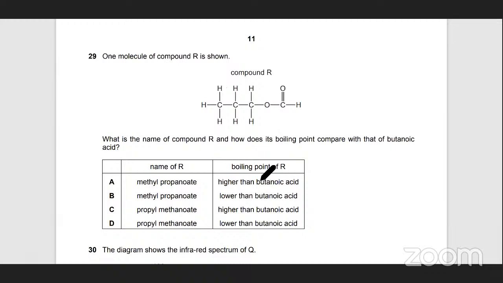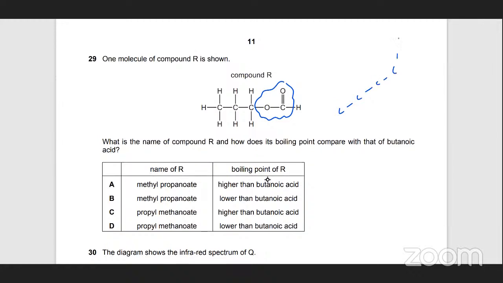There's a compound R shown, and it's obviously an ester because there's this ester link. What is the name of the compound R, and how does its boiling point compare with that of butanoic acid? So butanoic acid is this thing. Can somebody tell me which one is going to be butanoic acid? This thing is C double bond O, and there's going to be OH, and this is CH2. Can anyone tell me why? Which is going to have the higher boiling point, and why would it have a higher boiling point? Can somebody answer both things?